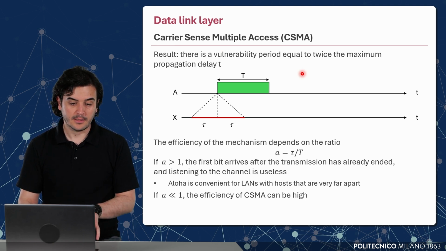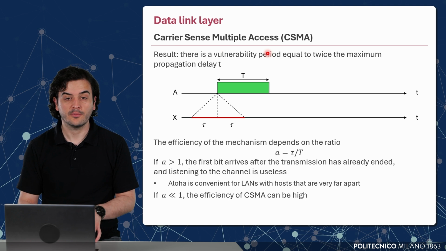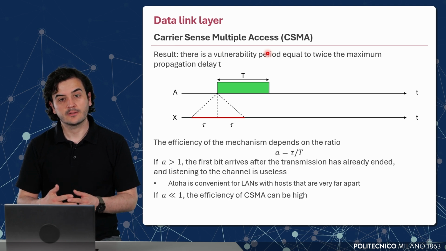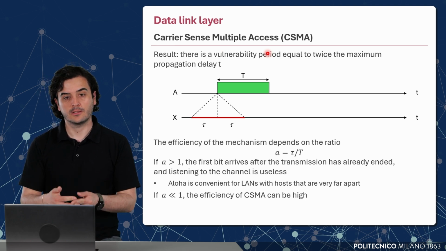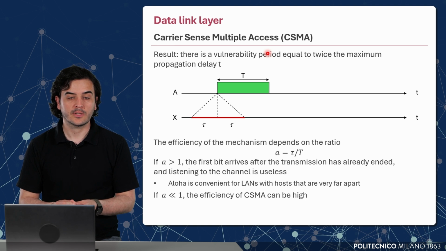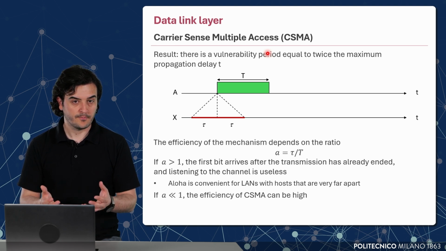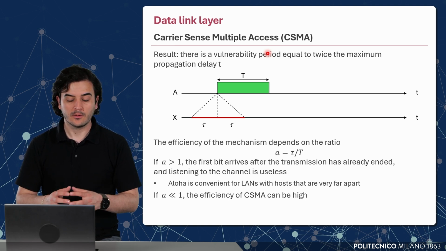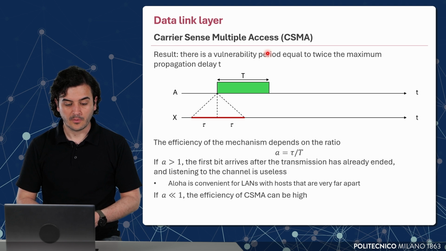The whole idea of the carrier sense multiple access is to put in place mechanisms that allow us to sense whether the transmission media is in use, in order to then proceed with the transmission of the data that need to be transmitted.